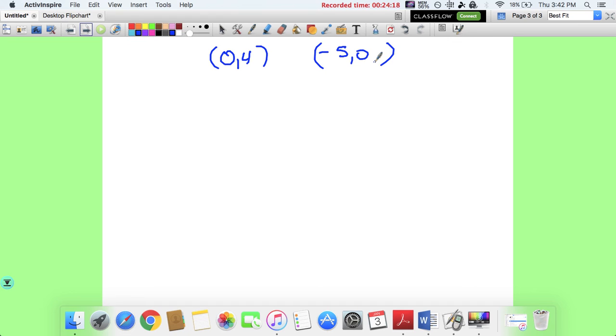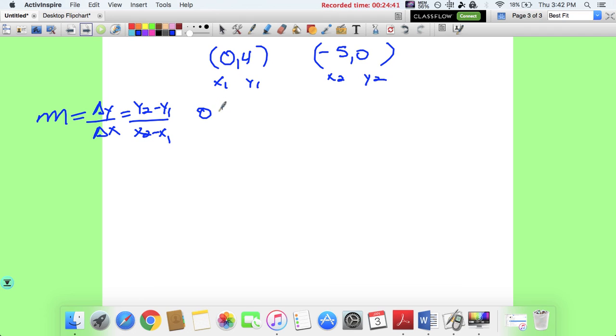So I want to find x1, y1. I'll call this x2, y2. Subtract. So my slope is my change in y over change in x. So it's y2 minus y1 over x2 minus x1. So y2 is 0, y1 is 4, x2 is -5, and x1 is 0. 0 minus 4 is -4, -5 minus 0 is just -5. That's going to be negative divided by negative, so I might as well just write 4/5. So that's my slope. So m equals 4/5.